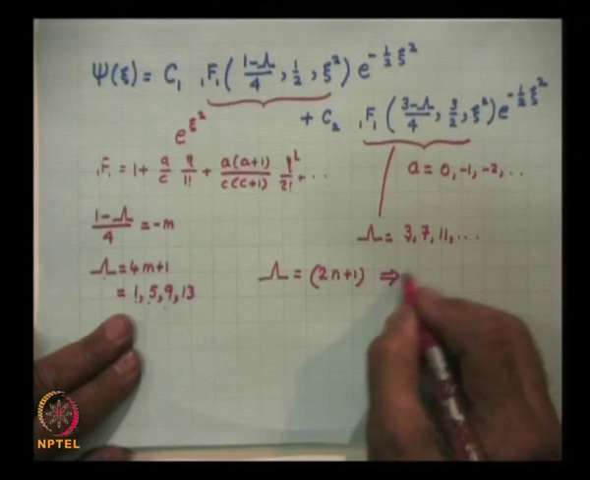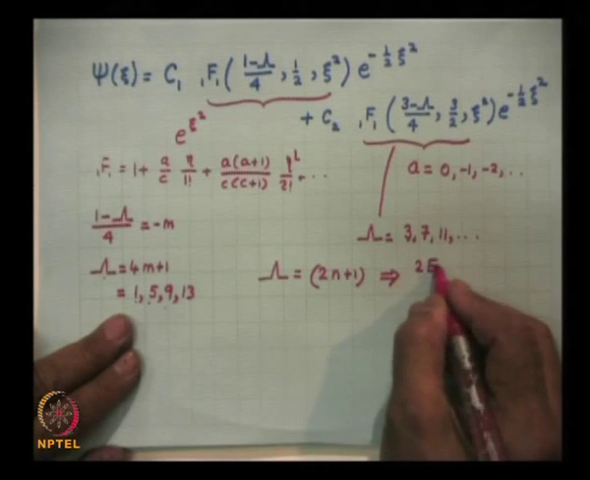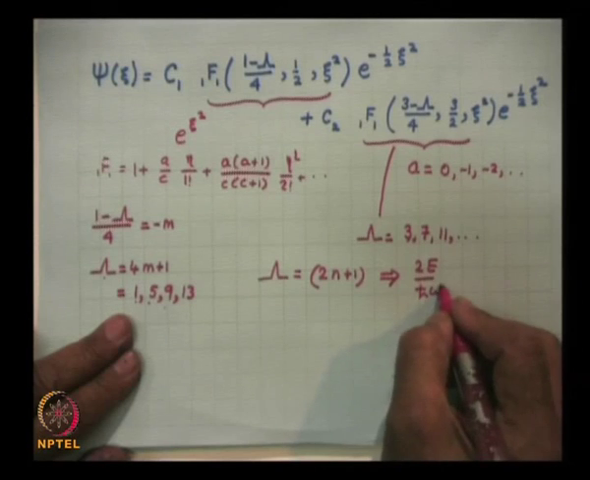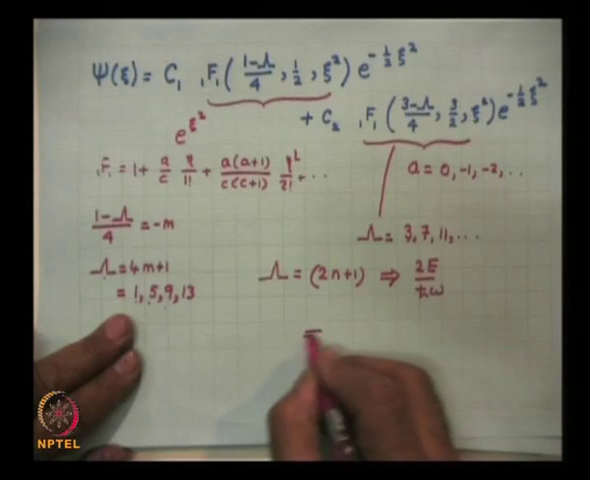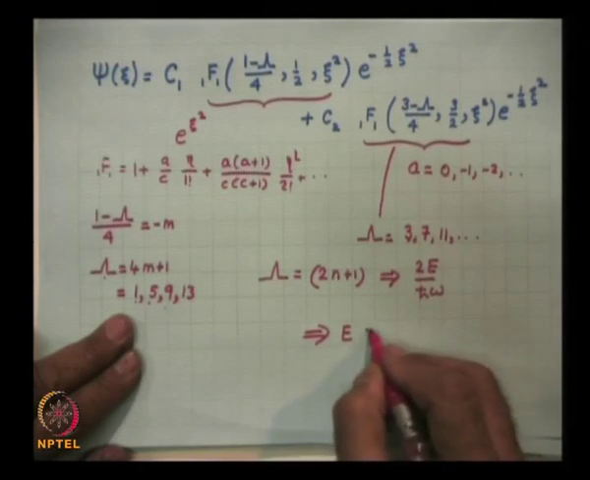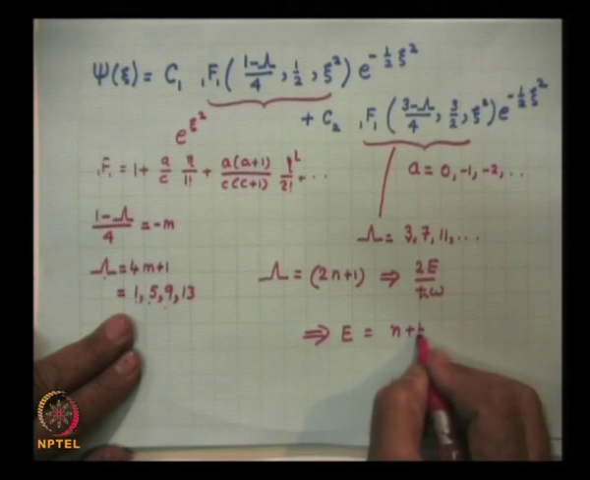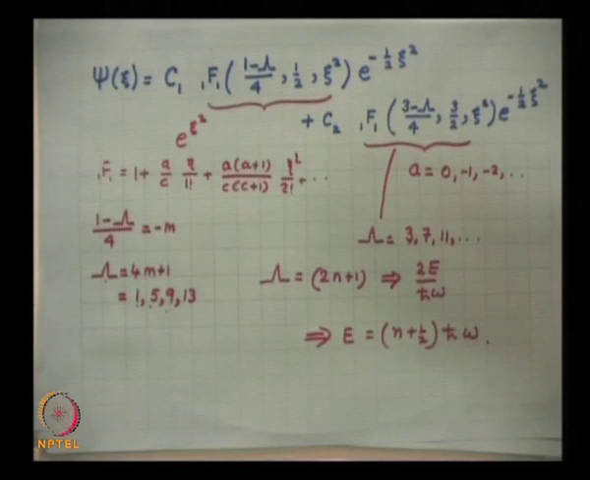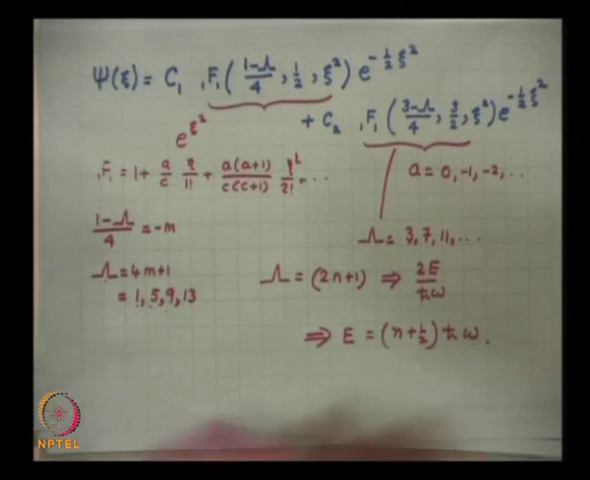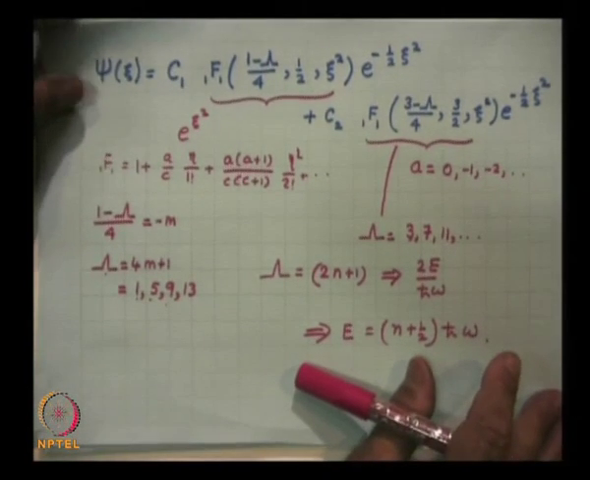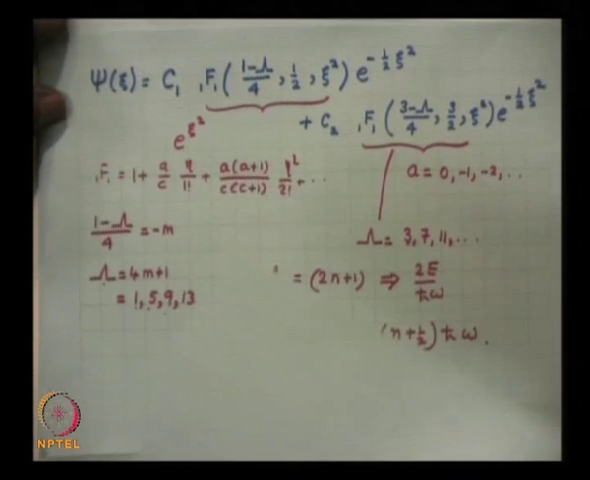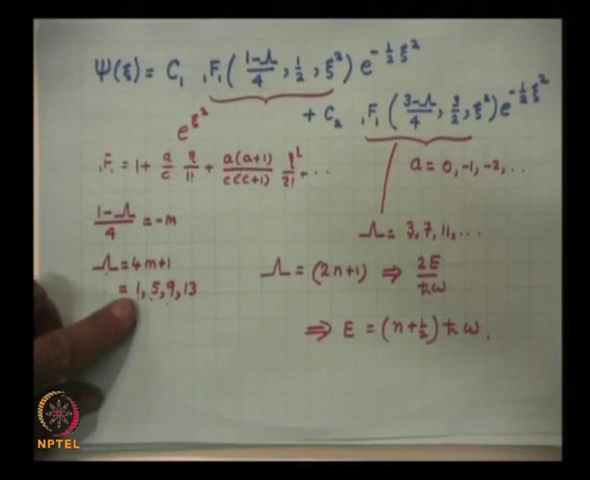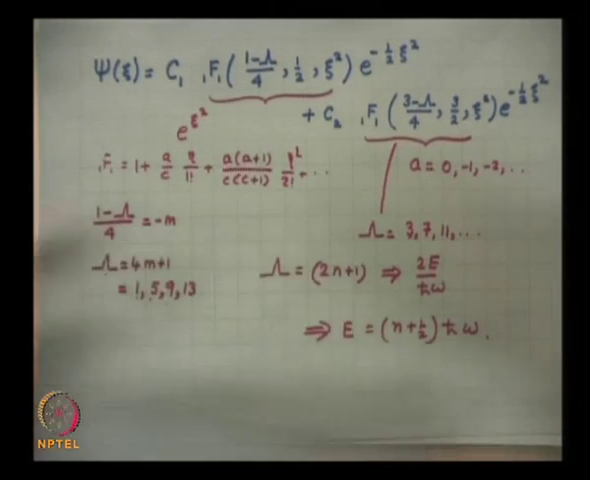This will imply lambda is equal to 2E by h cross omega. So, this implies that E is equal to n plus half h cross omega. Now, let me write down these two solutions again. So, we had considered lambda equal to 1, let me consider lambda equal to 3.